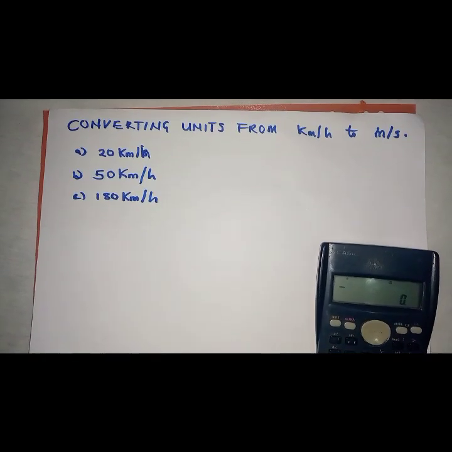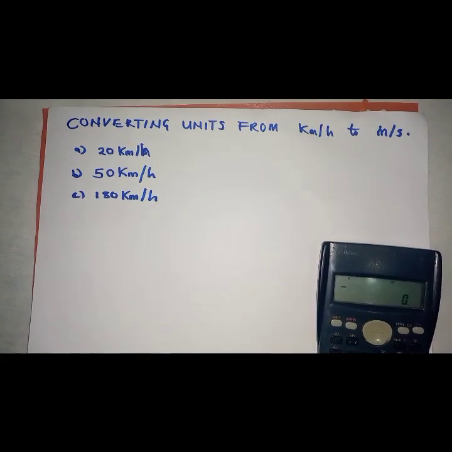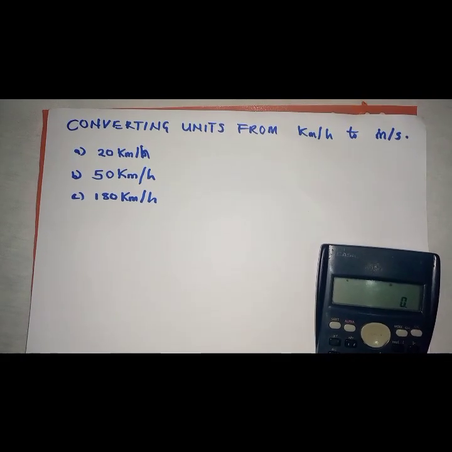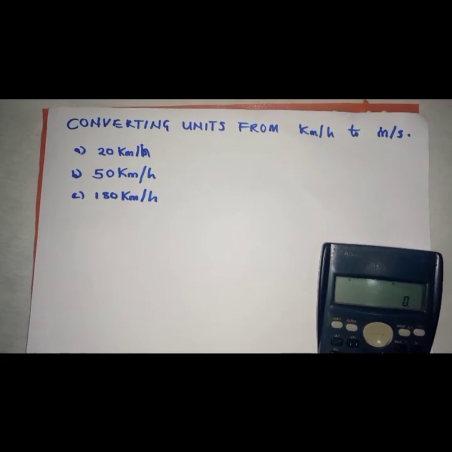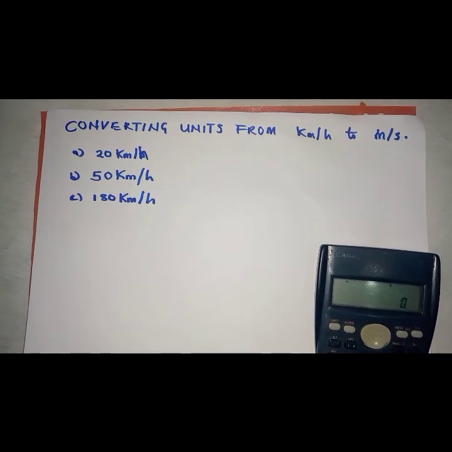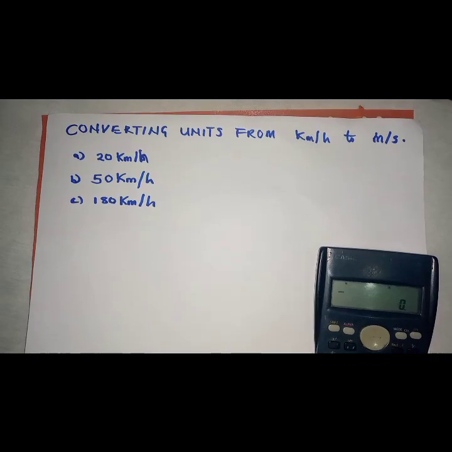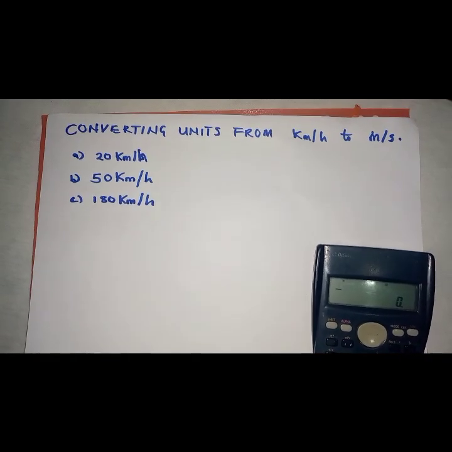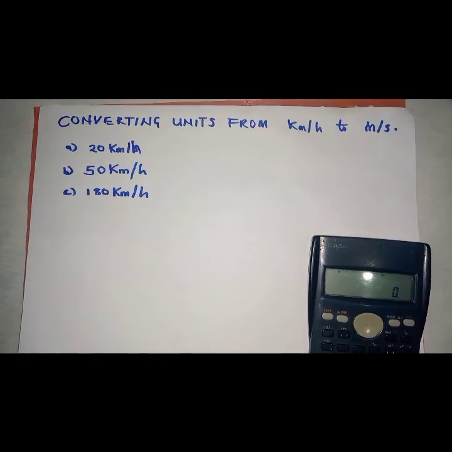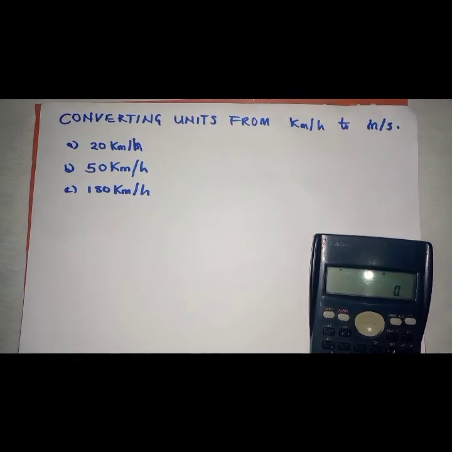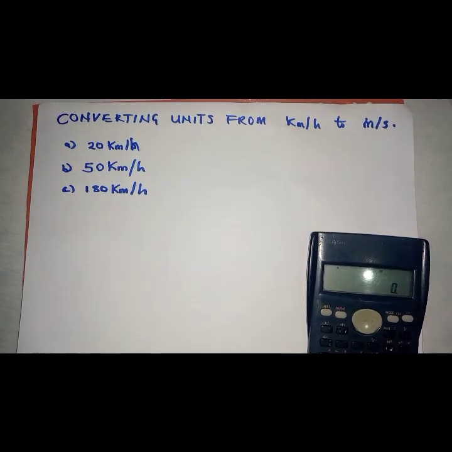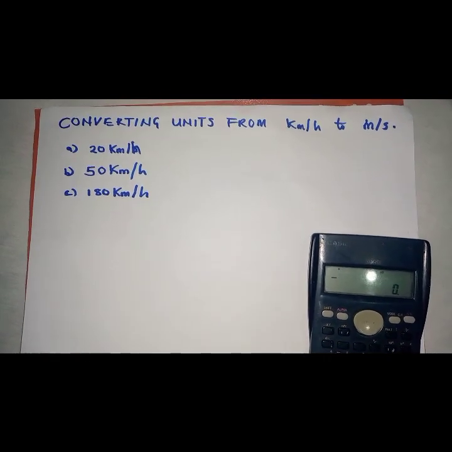So today I just want us to look at how to convert units from kilometers per hour to meters per second. So we have three examples. First example, we are going to convert 20 kilometers per hour into meters per second. The second example, B, we are going to convert 50 kilometers per hour into meters per second. C, we are going to convert 180 kilometers per hour into meters per second.